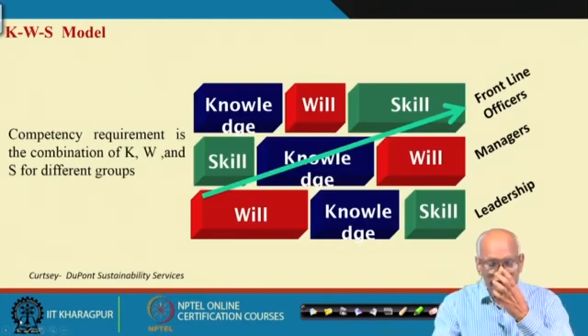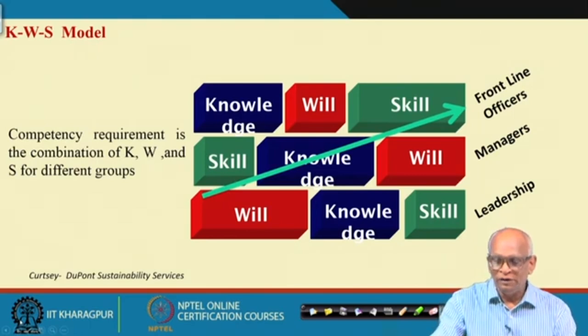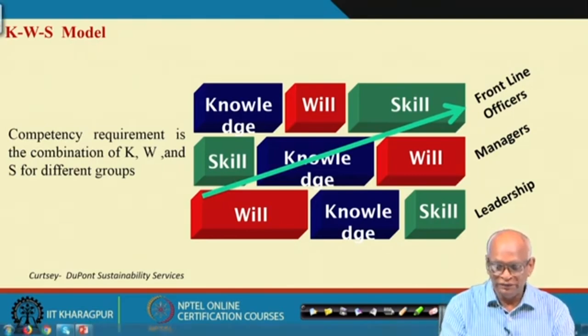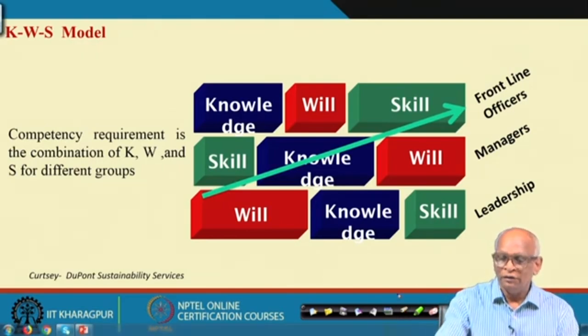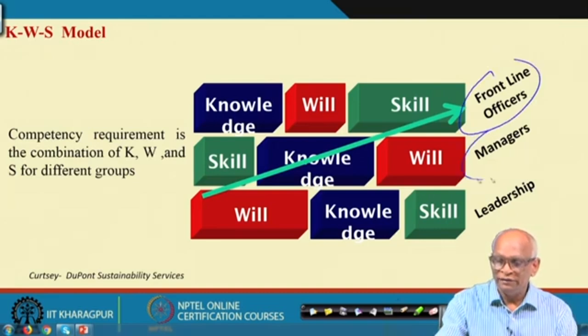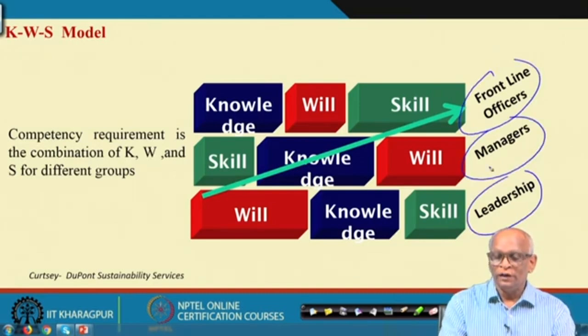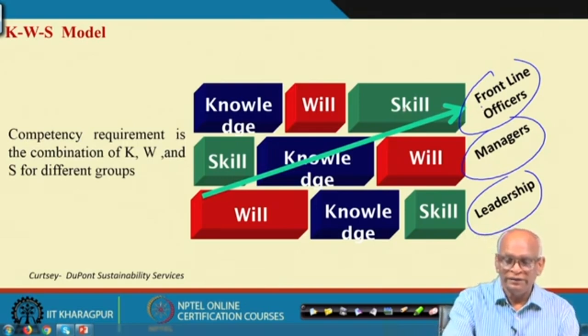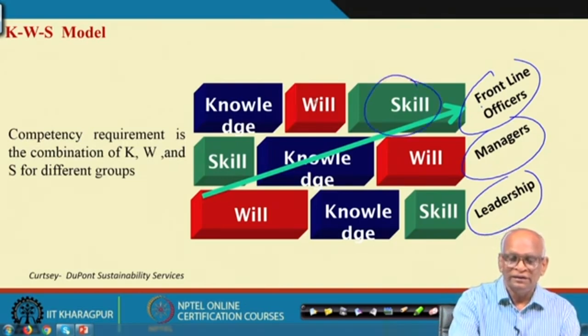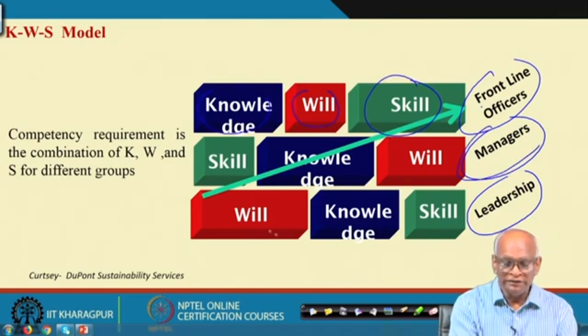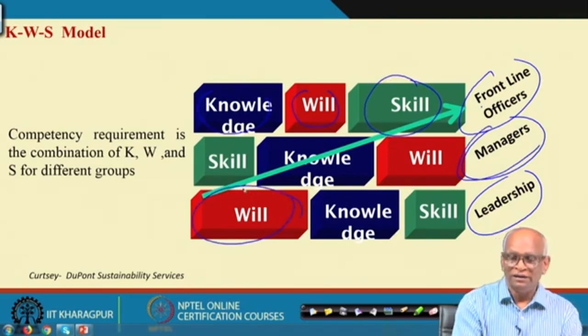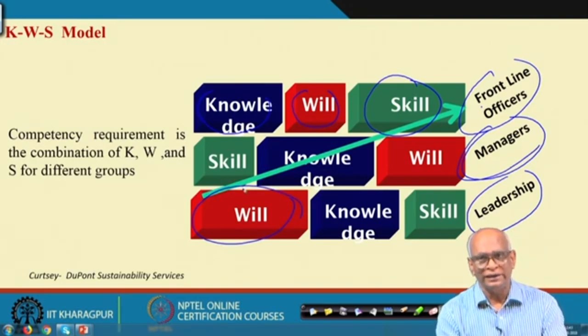When we have people at different levels, we have frontline managers, leadership. So what are the competencies they require? Frontline managers require high skills, some will and some knowledge. For the managers, they require more knowledge. For the leadership, they require more will. They require very less skill.